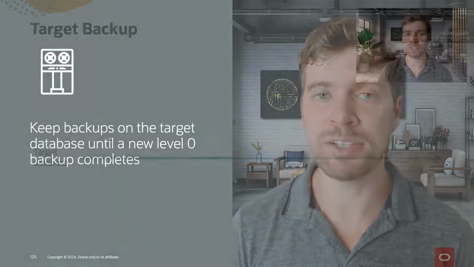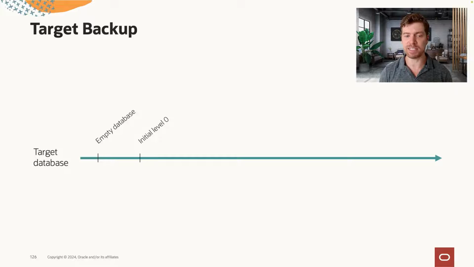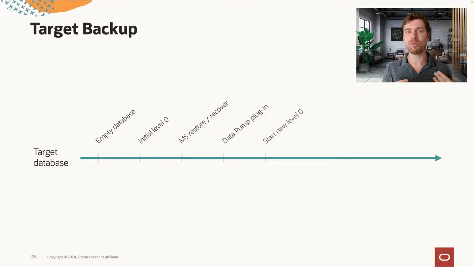So first you create your new empty database and you create an initial level 0 backup on it. This will be very fast, right? Because this database is still empty. But then you start moving with your M5 script the new data files inside this database. Finally, you run the data pump to plug in all those data files and do the final import. And now you start a new level 0 backup on this new system.